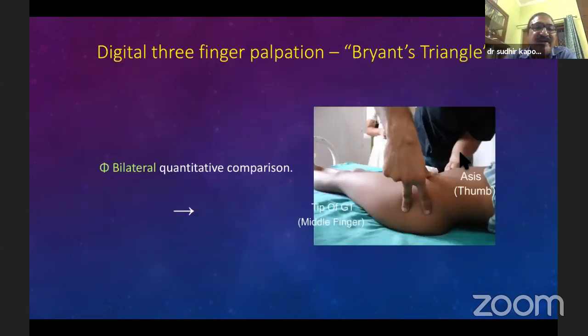Now there is something called digital three-finger palpation. Though Bryant didn't describe it, sometimes it is known as a digital Bryant's triangle. With the help of the 3 fingers, with the thumb on the anterior superior iliac spine, the index finger on the tip of the trochanter, and the middle finger at the perpendicular going from the anterior superior iliac spine to the floor. This is how the triangle is made, and one is supposed to make triangles on both the sides to compare. One can make out on palpation whether the trochanter has ridden up or not.